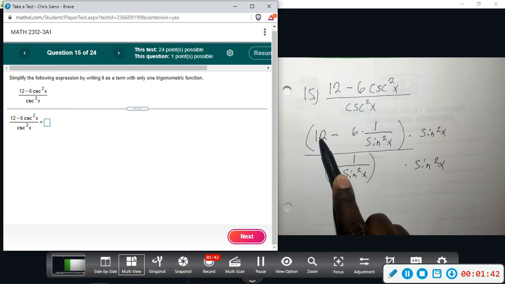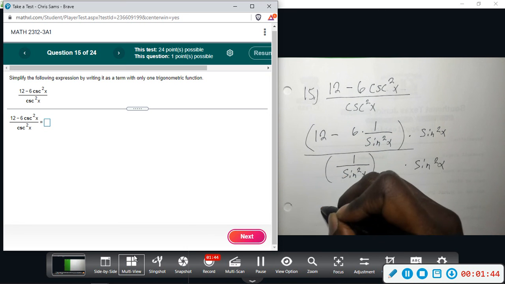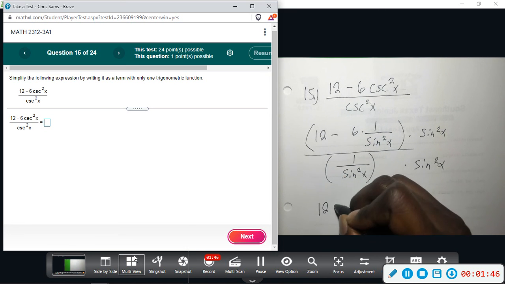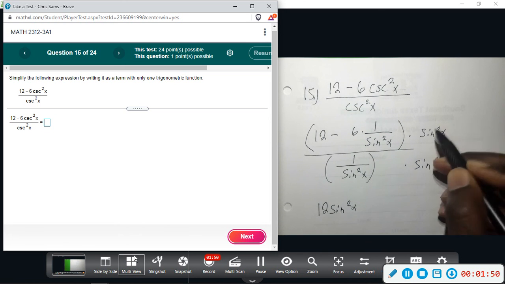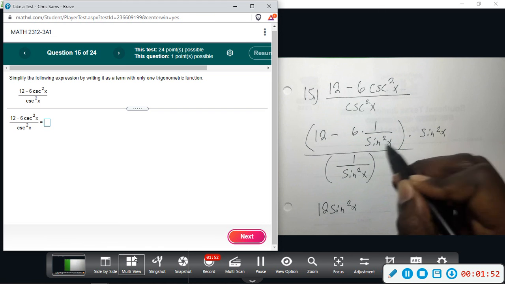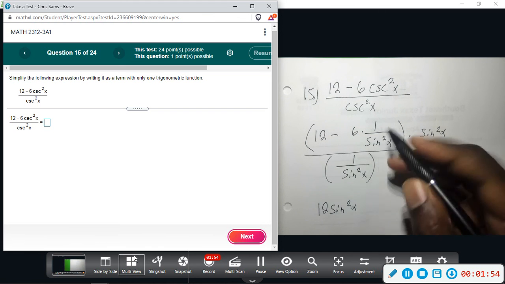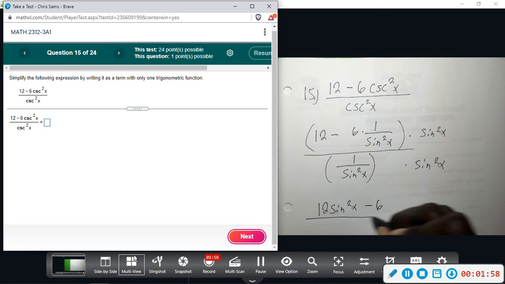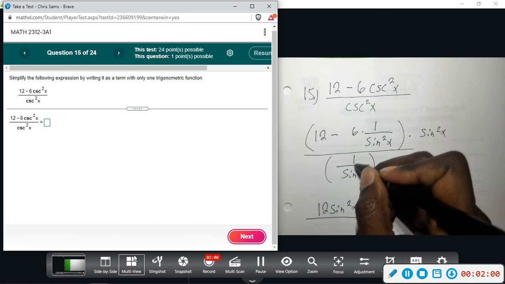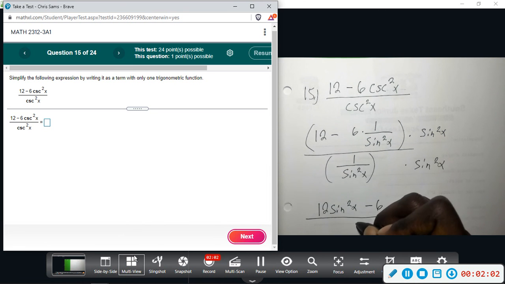So when I get this one, that's going to give us 12 sine squared x. When I multiply times this one, the sine squared will cancel out, leaving us with a minus 6. Right, and then on the bottom, multiplied by sine squared, they're going to cancel out. This leaves us with 1, and anything divided by 1 is just itself. So it simplifies to just this.